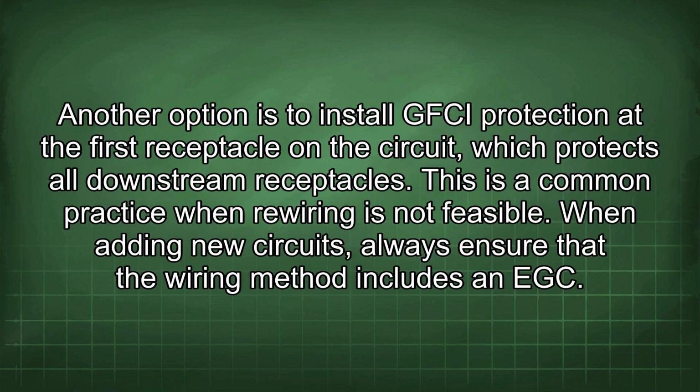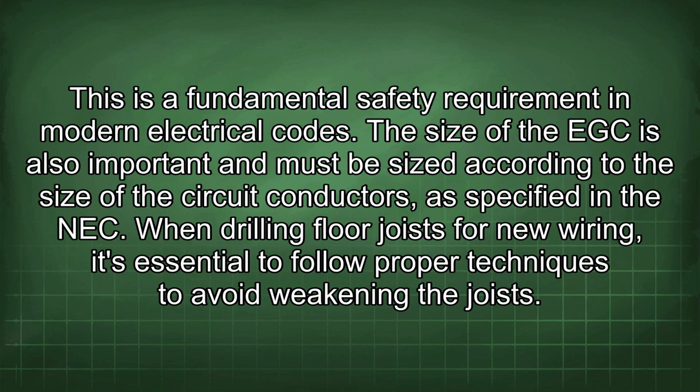Another option is to install GFCI protection at the first receptacle on the circuit, which protects all downstream receptacles. This is a common practice when rewiring is not feasible. When adding new circuits, always ensure that the wiring method includes an EGC. This is a fundamental safety requirement in modern electrical codes. The size of the EGC is also important and must be sized according to the size of the circuit conductors, as specified in the NEC.